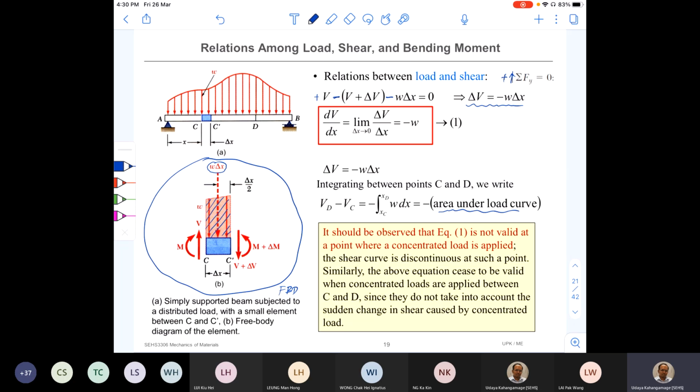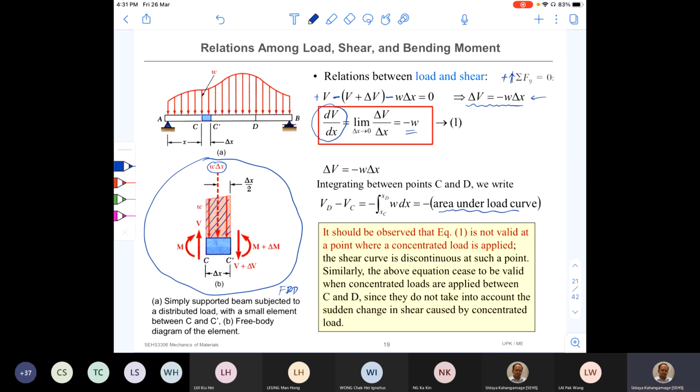Okay. So let's divide this equation by delta X, and then let delta X approach 0. So then we can find out the slope of the shear force curve, and it is equal to negative W. So that means the slope of the shear force curve at a given point is equal to the negative of the intensity of the load at that point. If there's no load, then the slope becomes 0.